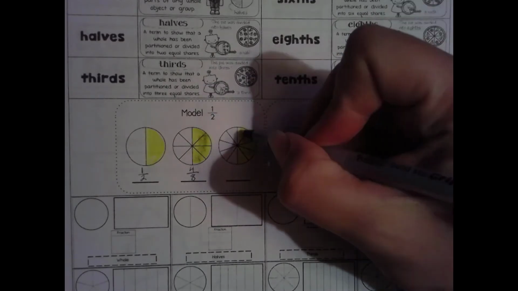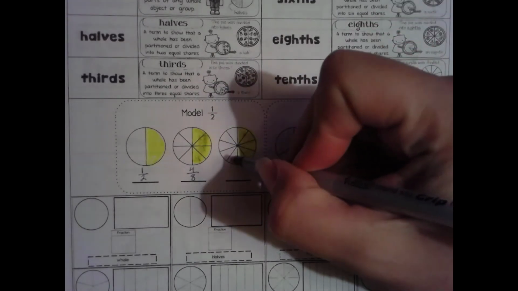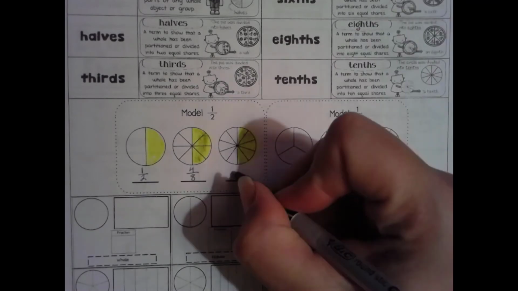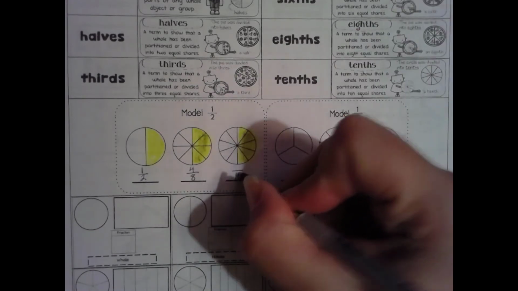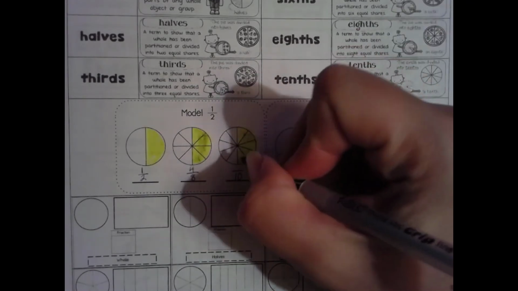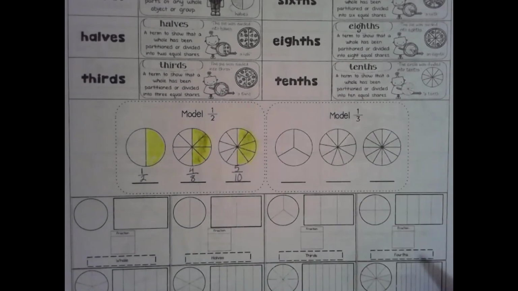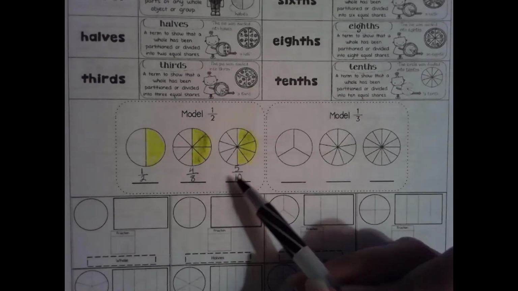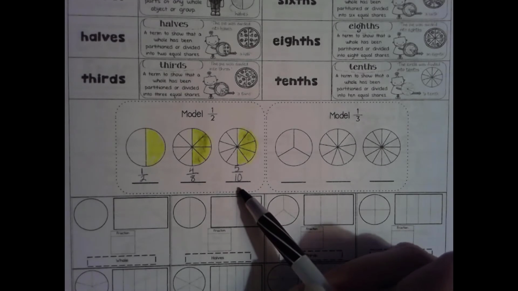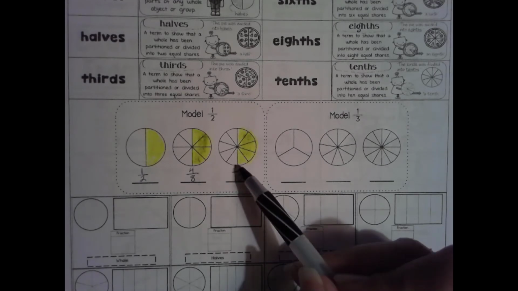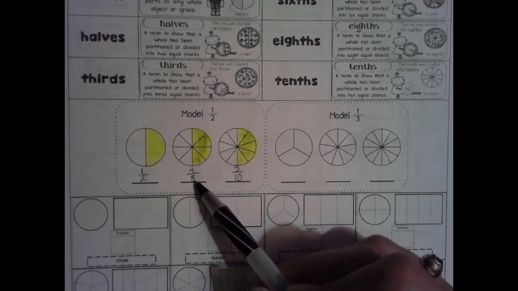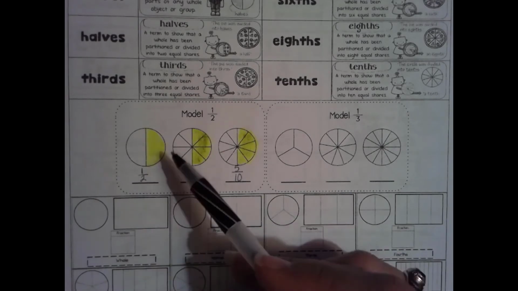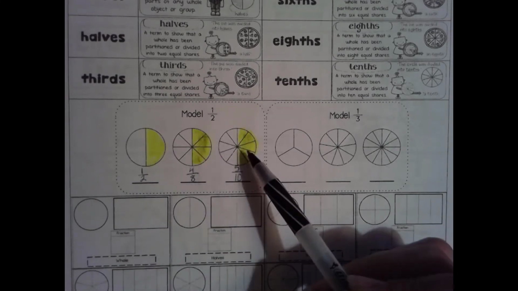Now we have a total of 1, 2, 3, 4, 5, 6, 7, 8, 9, 10 pieces. And we have 1, 2, 3, 4, 5 shaded in. 5 is half of 10. So this is half, this is half, this is half. These all have the same amount that's shaded.